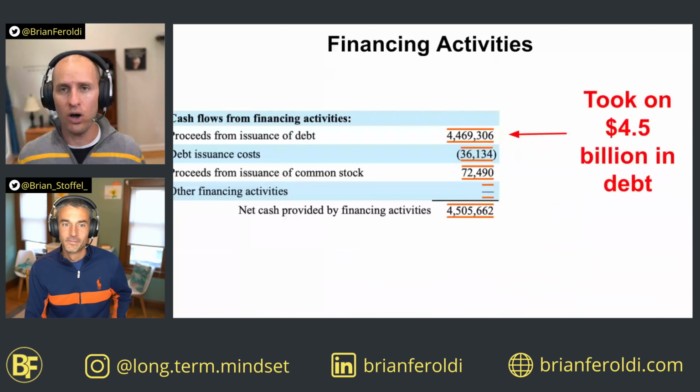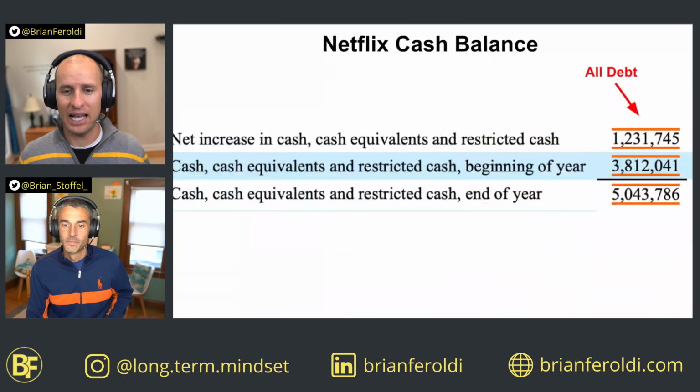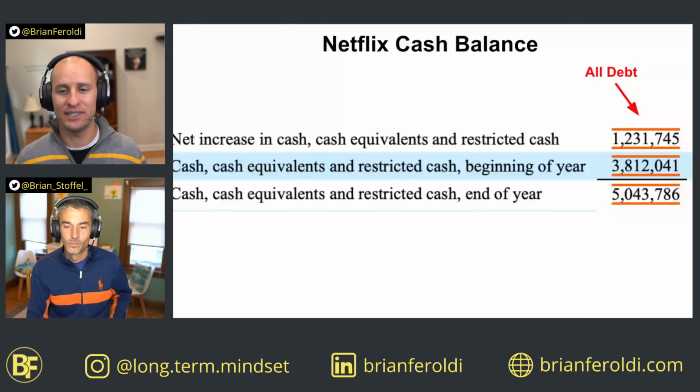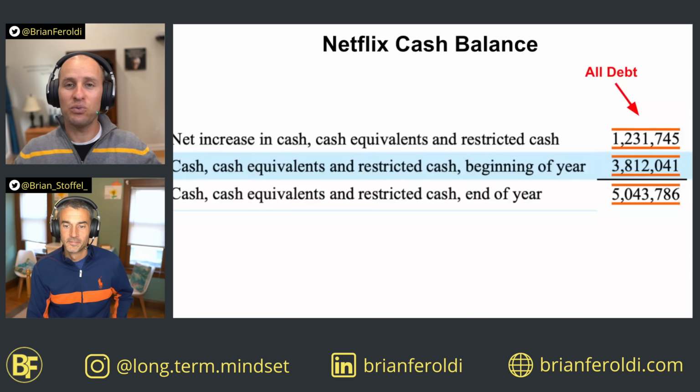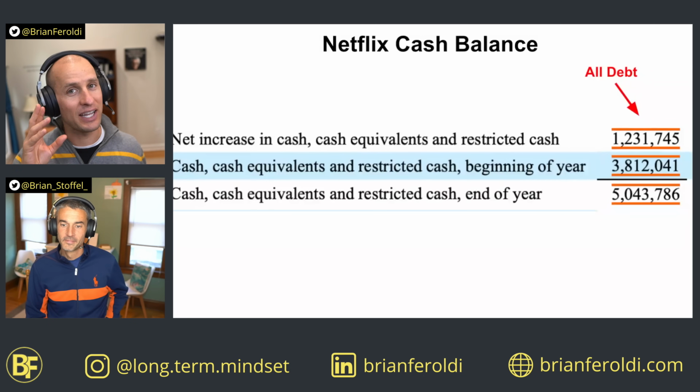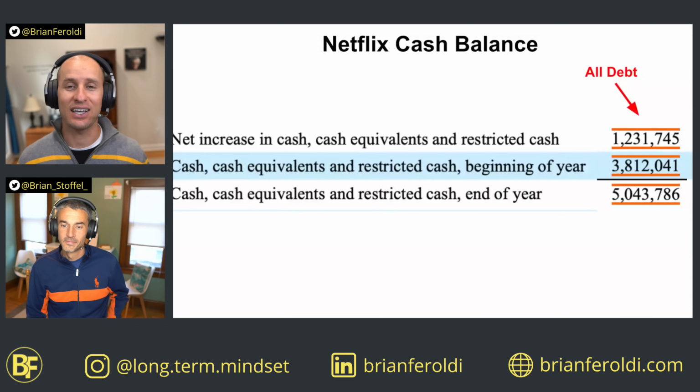So if we look at all of that together, during the year 2019, Netflix's cash balance actually went up by $1.2 billion, even though that was entirely due to the issuance of debt. So the company started the year with $3.8 billion and it ended the year with $5 billion. If you were just looking at the net income statement, you would say Netflix is wildly profitable. But by looking at the cash flow statement, you can see that the company is actually burning capital and relying heavily on issuance of debt to fund itself.